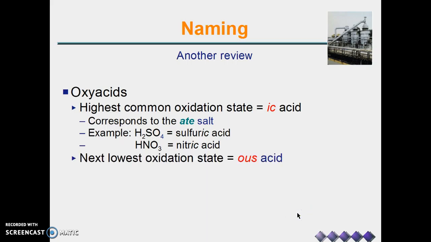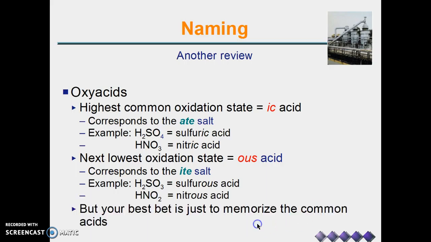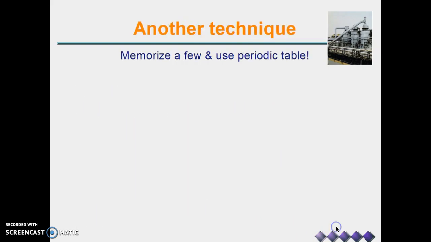The next lowest oxidation state of the central atom gives you the -ous acid. It corresponds to the -ite salt. So sulfurous acid would come from the sulfite ion. Nitrous acid comes from the nitrite ion. Your best bet is just to memorize the common ions and realize that when you take one oxygen off of an -ic, you get an -ous acid.